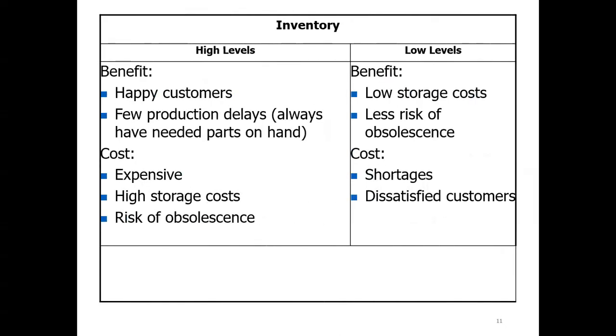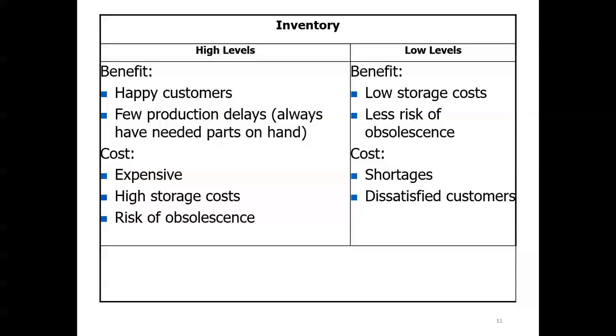Having said that, let me go into what the benefits and costs are at high levels of inventory, and what the benefits and costs are at low levels of inventory. Let me make it clear about high levels of inventory. You can keep the customer happy, and production delays will be avoided. But in the cost-benefit analysis, the cost is very high. Keeping high levels of inventory is very expensive: high storage cost, and risk of obsolescence, meaning when the technology changes, the total inventory will become obsolete.